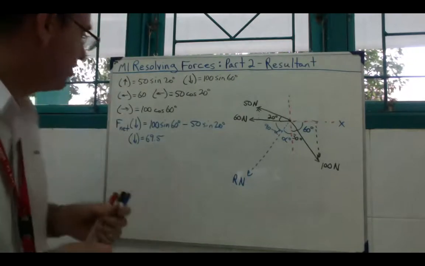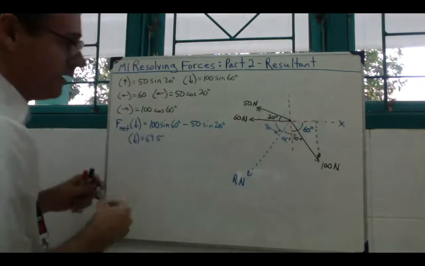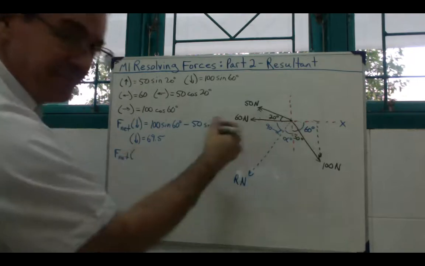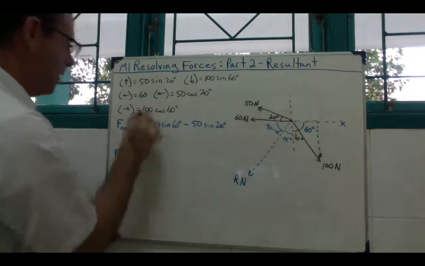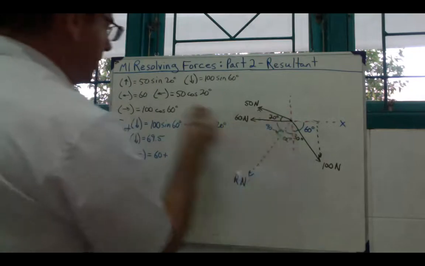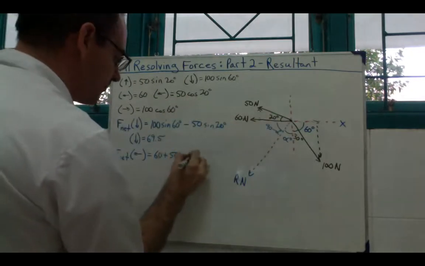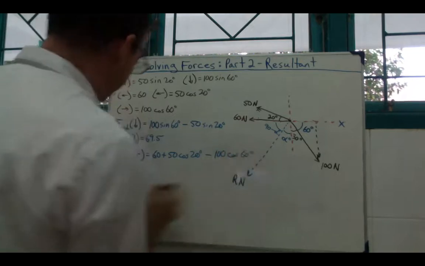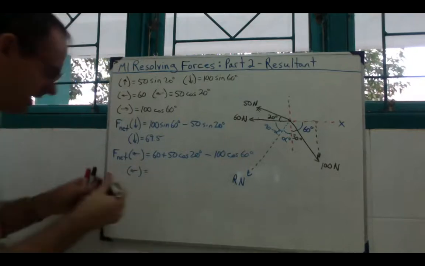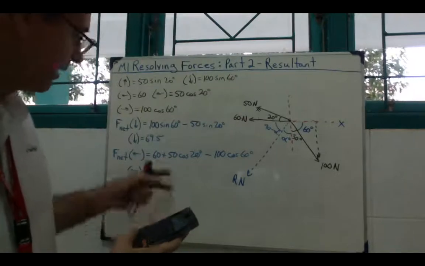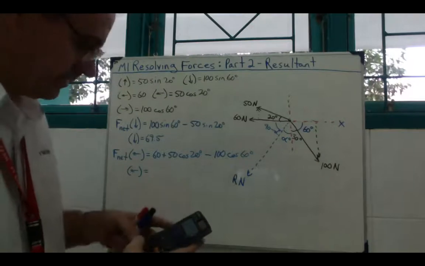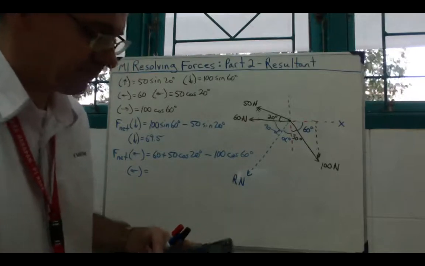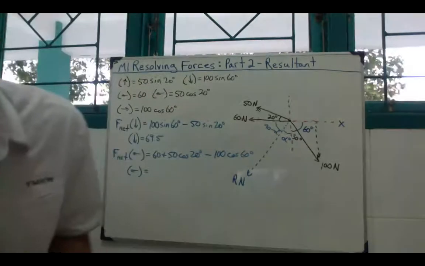And then we want to do the left and right. So obviously it's coming to the right. Sorry, to the left, not to the right. Coming to the left. So that's the 60 plus the 50 cosine 20 minus the 100 cosine 60. So this gives us a left of 60 plus 50 cosine 20 minus the 100 cosine 60. That equals 56.98.